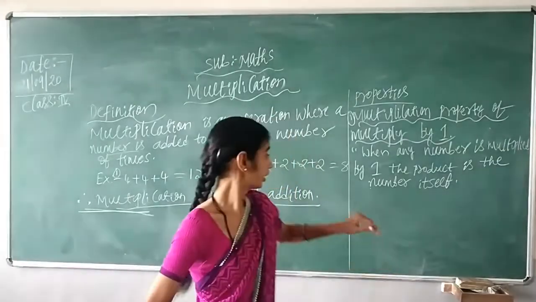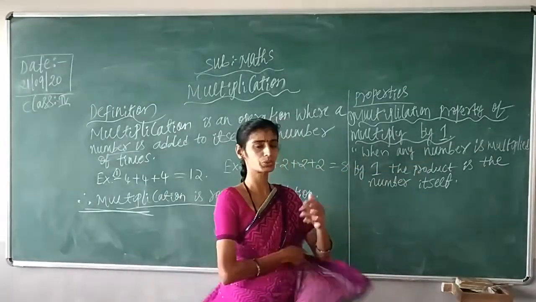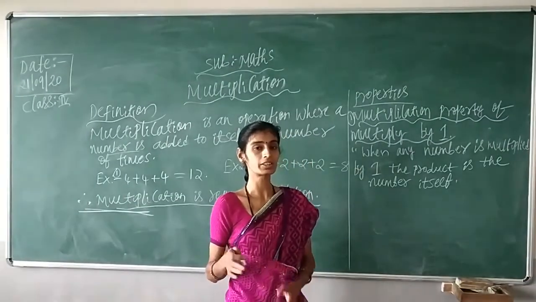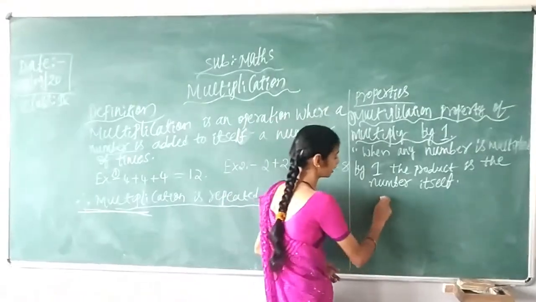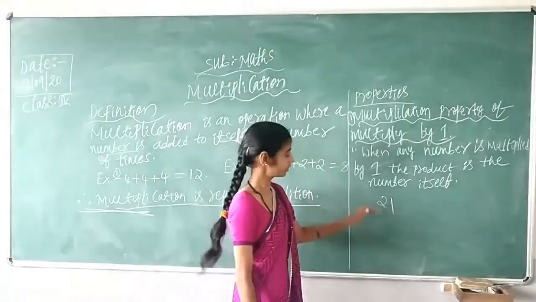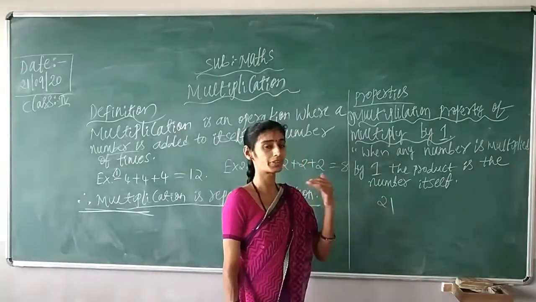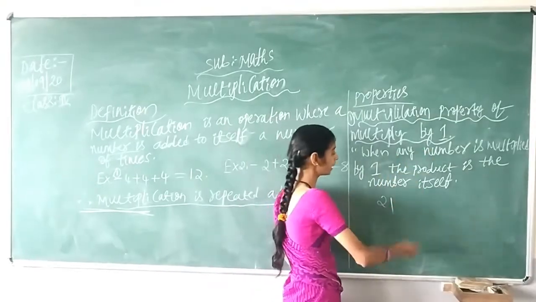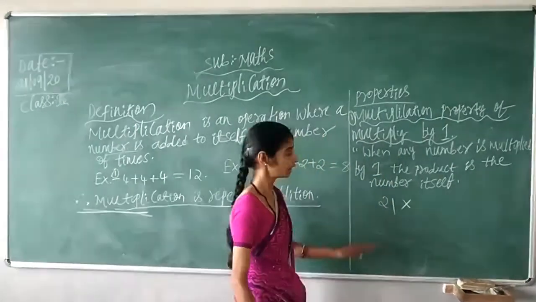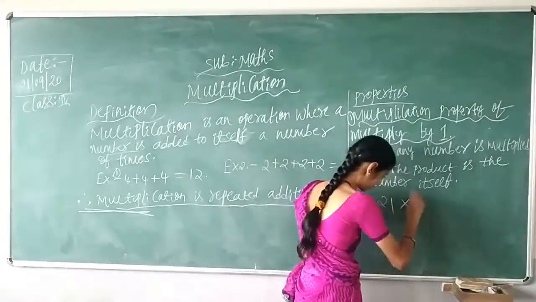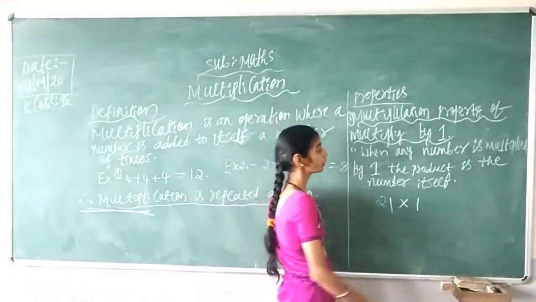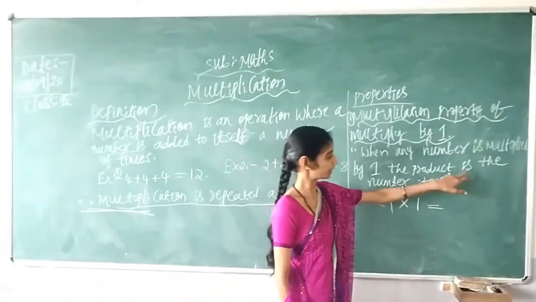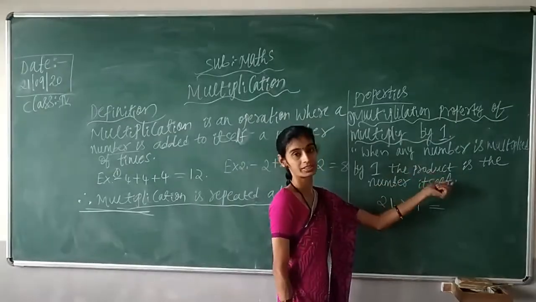When any number is multiplied, you can take any number. So tell some number, children. Yes, you can tell your lucky number. Suppose your lucky number is 21. You can take any number, 100, crore, 10 crore, whichever you want. When any number is multiplied with 1, what will be the product, children? Read it. The product is the number itself.